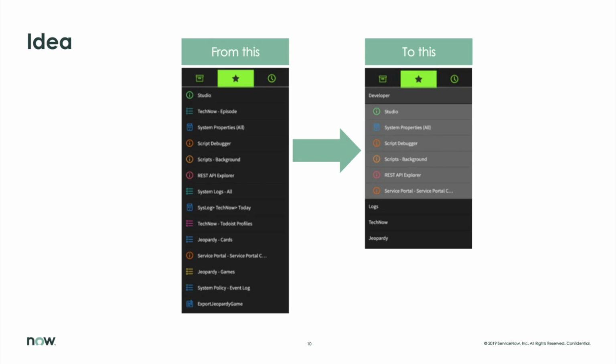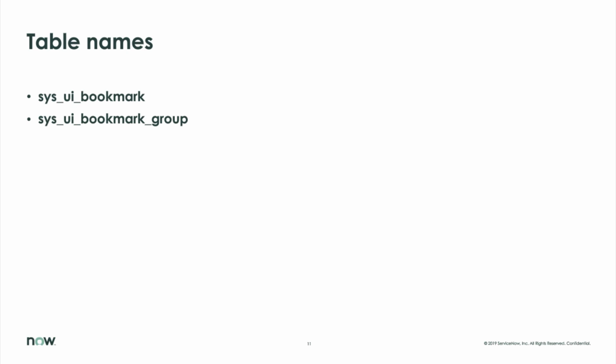And this idea, it takes only a few minutes to implement. This is more of an admin thing. I wouldn't turn your end users loose on this quite yet. But the two key tables you need to know are sys_ui_bookmark and sys_ui_bookmark_group. So those are the two pieces. The bookmark table or record has a reference to the group, and I'll show you how that works in just a second.